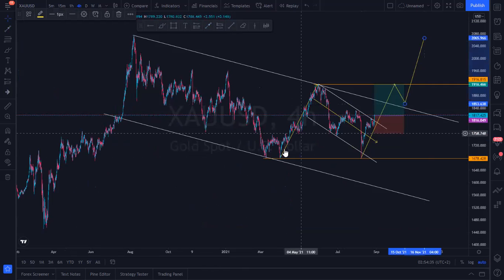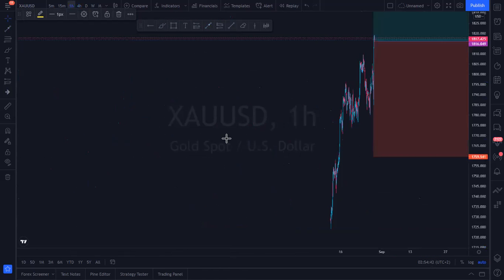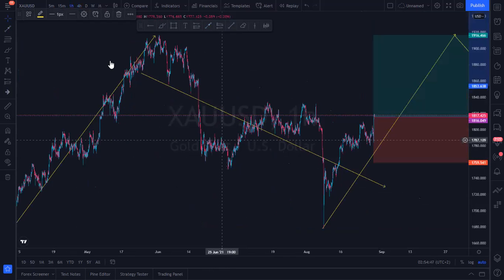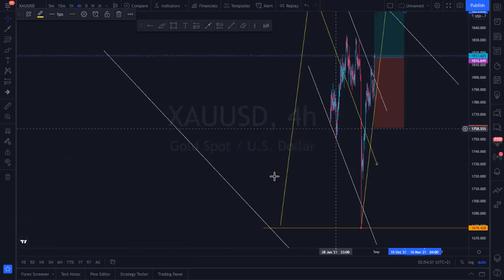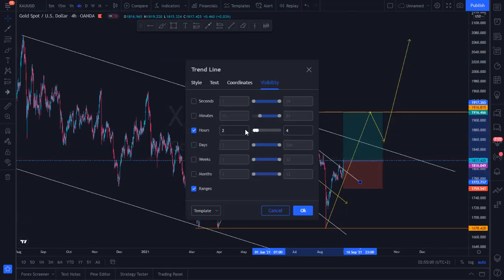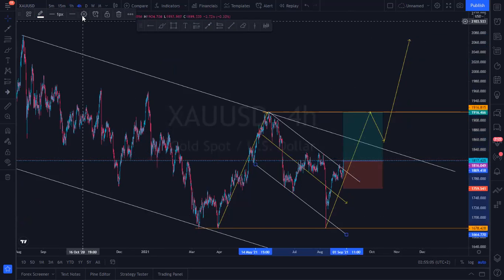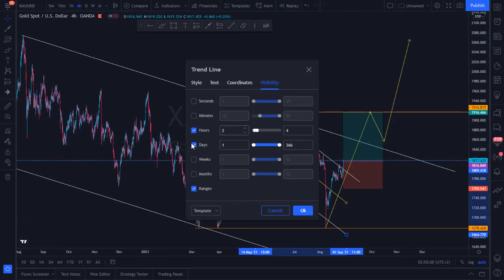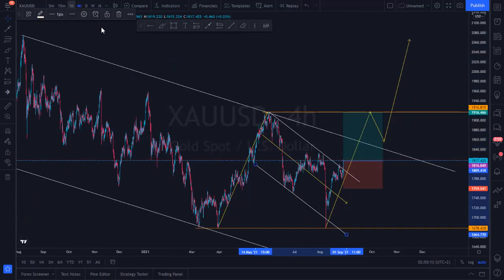So this is how I see gold. That's the 4 hours. So let's go to the 1 hour. Okay. What I forgot to do is to make sure that the lines that I drew on the 4 hour time frame also appear on the 1 hour time frame. Make sure this line also appears on the 1 hour time frame.